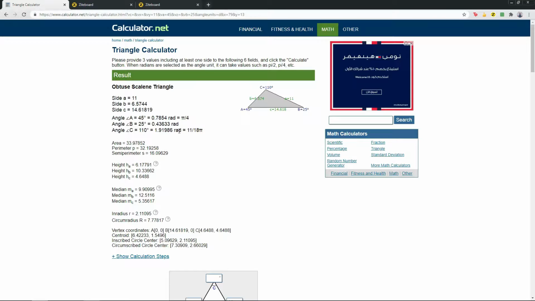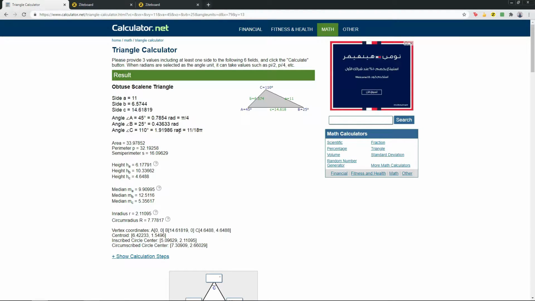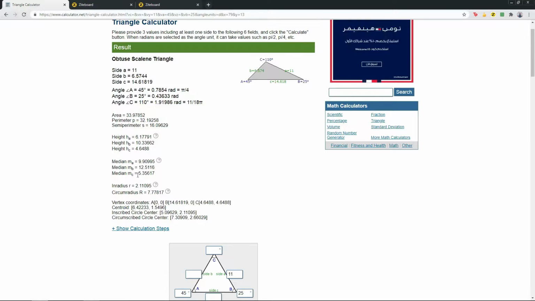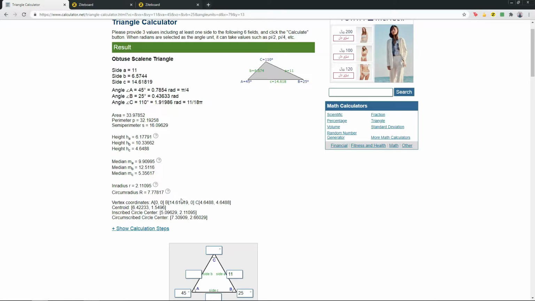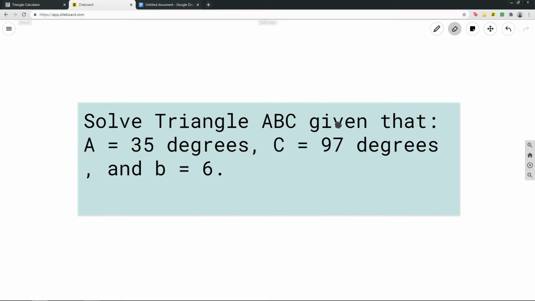Also, additional pieces of information are included, like the area, perimeter, semi-perimeter, or even the vertex coordinates. These are very useful because there will be times when we need these values to answer a certain problem. Also, it's very convenient because there's no need to solve for it manually.